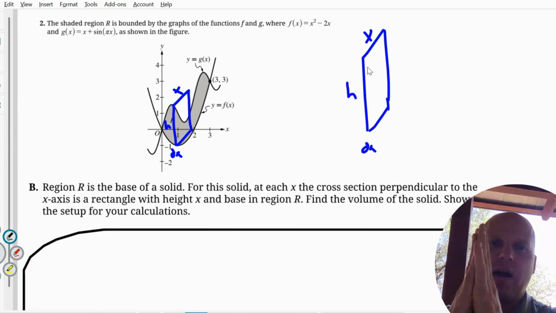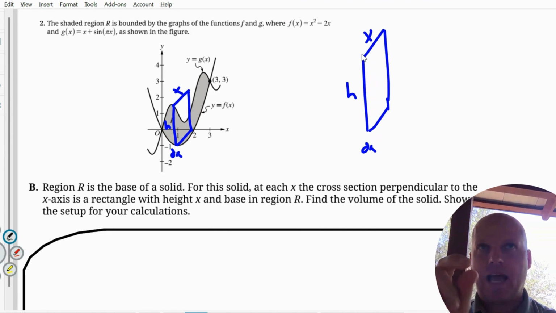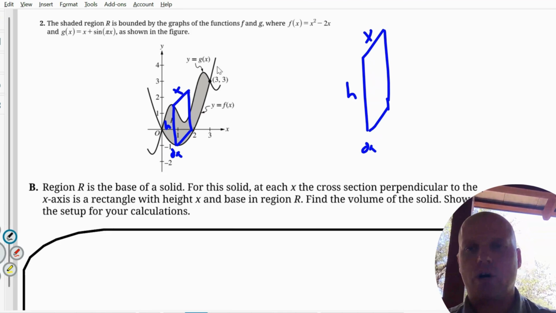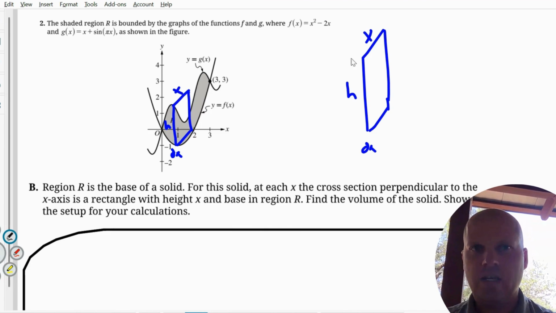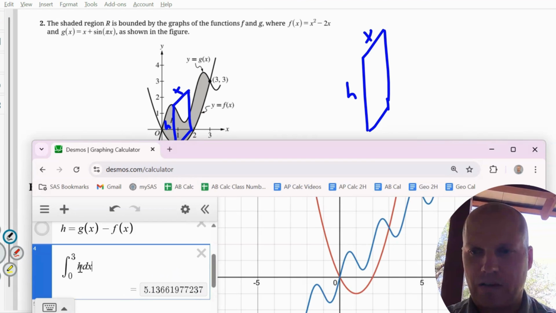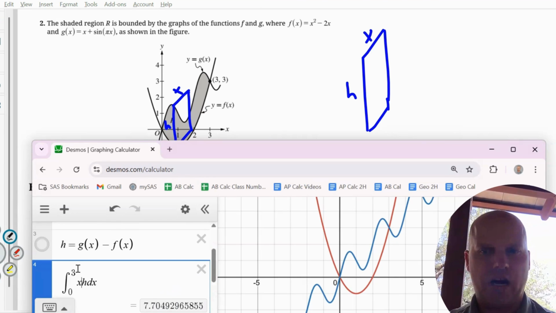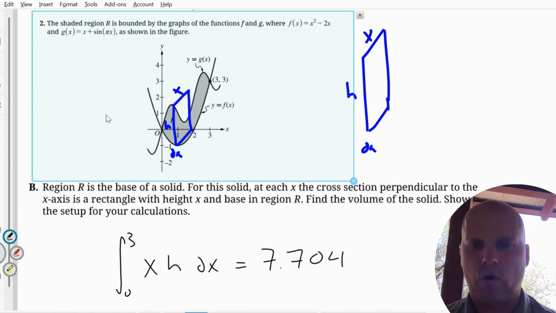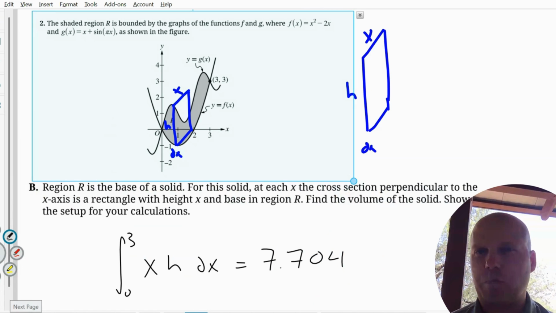We have this height of my rectangle. We have this skinny width of my rectangle. And then coming out of my paper is this length x. So it all depends on the x coordinate what this length is going to be. So really, you just have to accumulate your x times your h's. So all I have to do is come back to my calculator and just type in x right into there. And boom, I got 7.704. So that was pretty easy if you just pick that up.